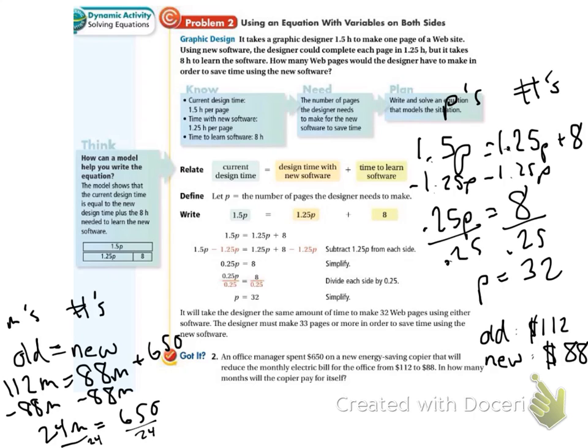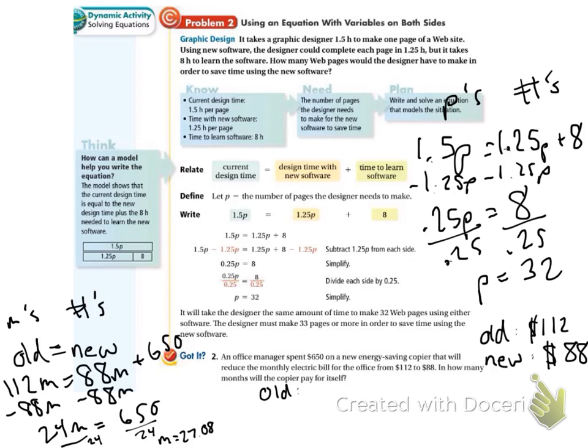And 650 divided by 24 gives me 27.08. So about 27 months. And when we would start saving money then would be in the 28th month. The 28th month is going to cost us less. And if we want to, we can check that.